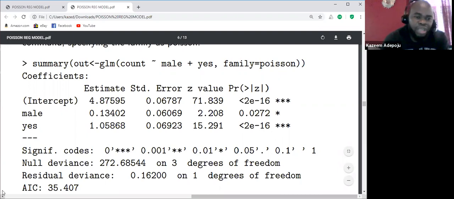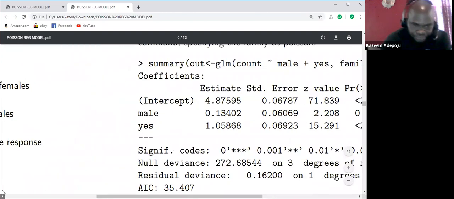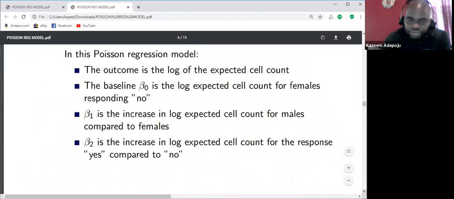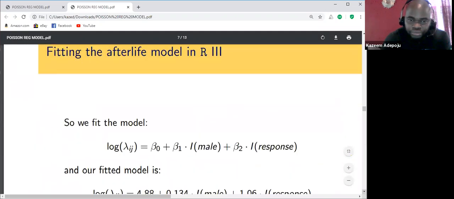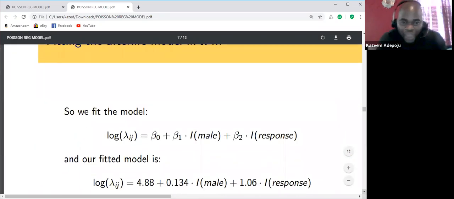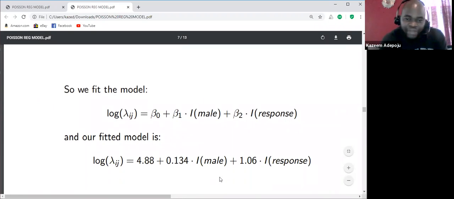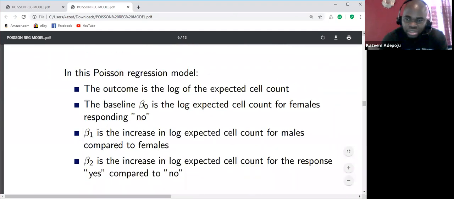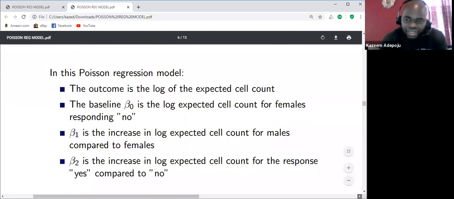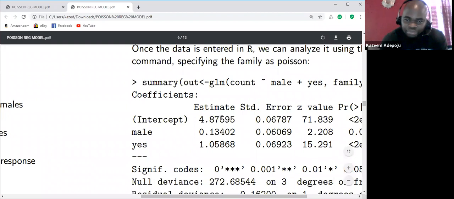Now, if I want to write the model out, this is the way I'm going to write the fitted model in a Poisson regression model. Where do I get 4.88? I'm going to show you right now where I got 4.88. Look at that, that is the beta naught.